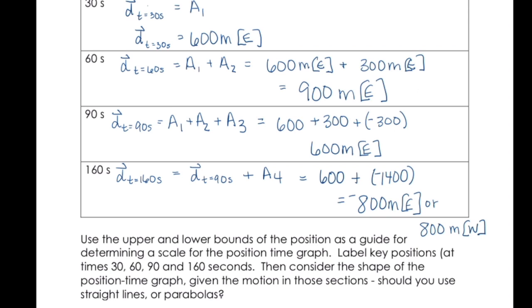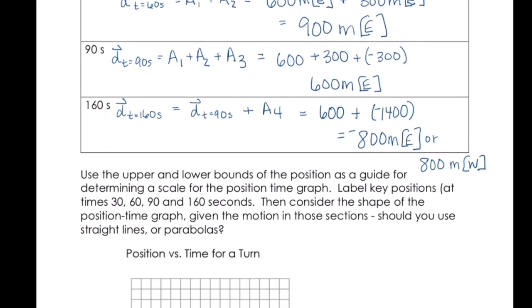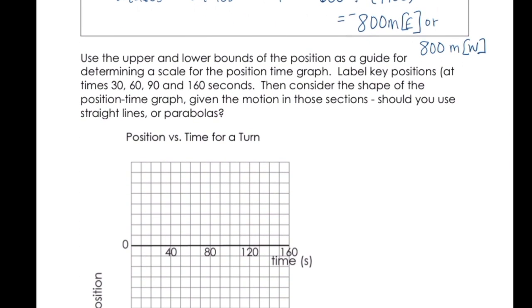Using the upper and lower bounds of the position as a guide for determining a scale for the position-time graph, label key positions at times 30, 60, 90, and 160 seconds. Then consider the shape of the position-time graph. Give the motion in these sections. Should you use straight lines or parabolas?